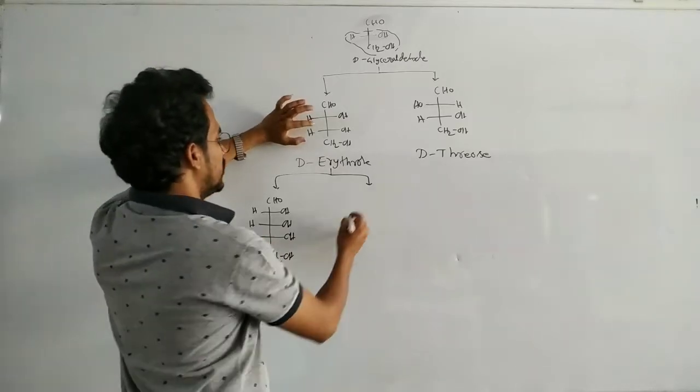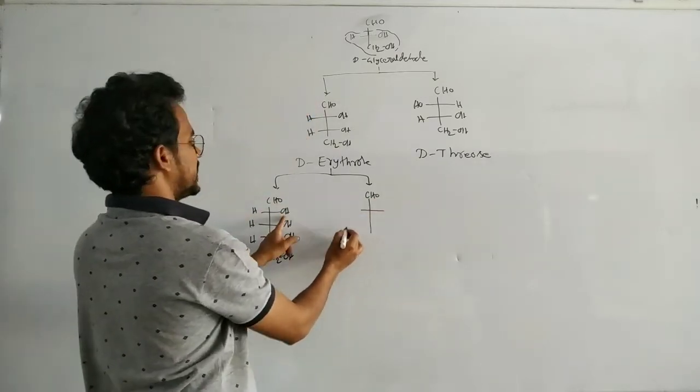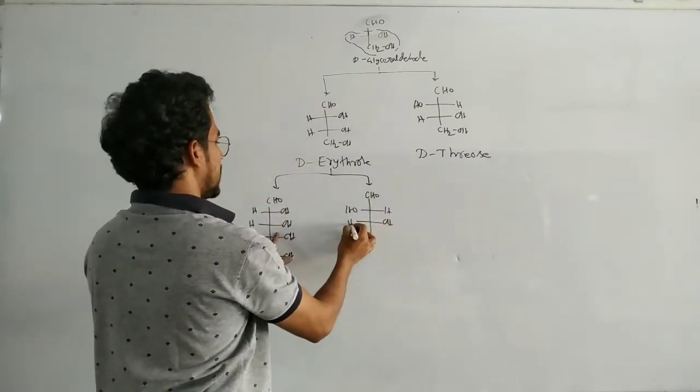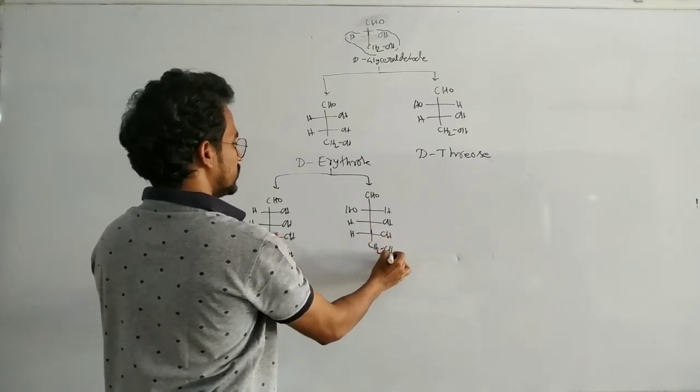Now one more, CHO. Here OH on the right side, OH on the left side. Next, OH, hydrogen, hydrogen, OH, and CH2OH.